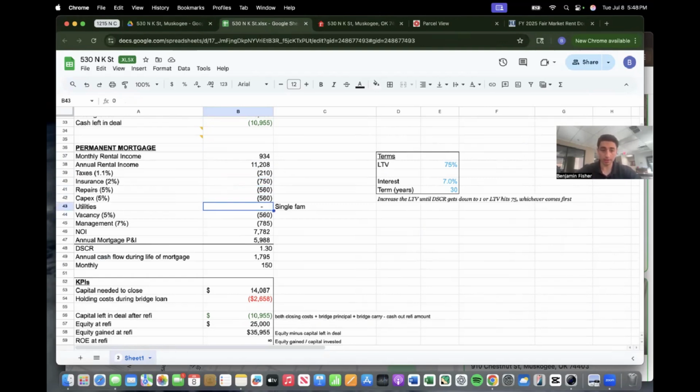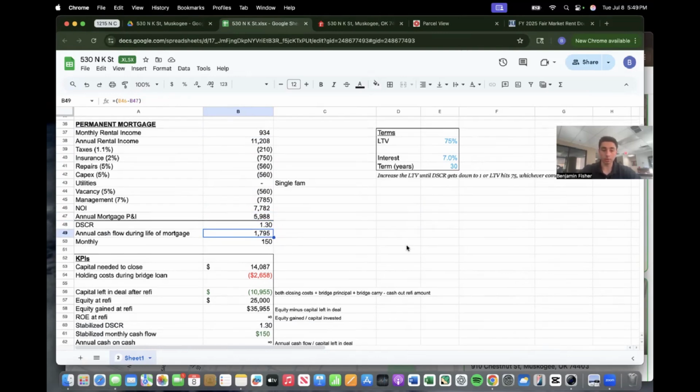And then these all populate automatically. It's a single family home, so they'll pay for the utilities. And if it's managed, they'll take about 7%. And yeah, so this is going to cash flow nicely. It has a 1.3 DSCR, meaning the net operating income that this property generates after its expenses will be able to pay off the monthly mortgage payments with 30% extra left over. So it's going to bring in about 7,700 each year, and it's going to cost about $6,000 to service the loan, leaving about $1,800 in annual cash flow.